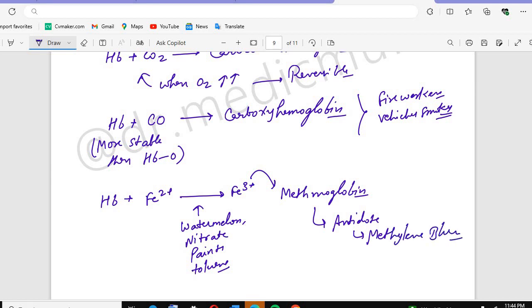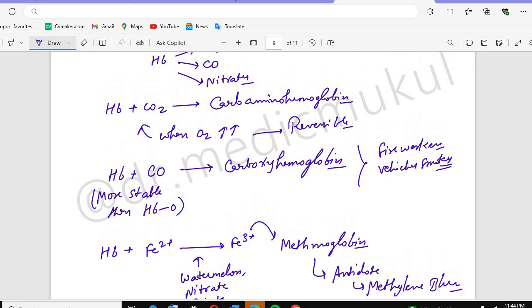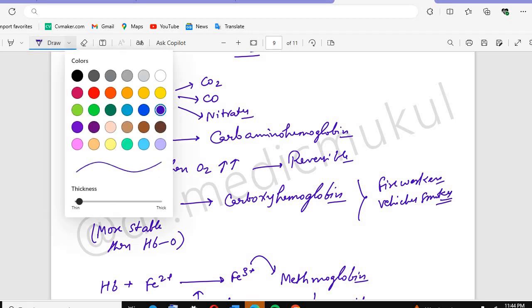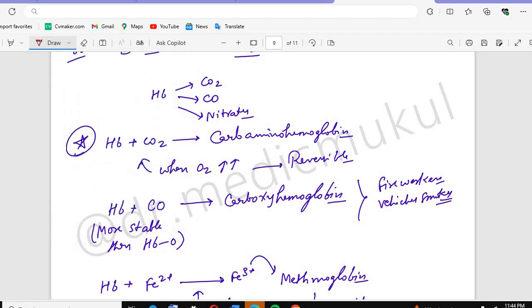Okay, so remember that when hemoglobin combines with carbon dioxide, we call this condition carbamino hemoglobin. When oxygen is there, that condition can be reversed. If the hemoglobin combines with carbon monoxide, we call this condition carboxyhemoglobin. And the carbon monoxide, this is seen in the fire workers, the vehicles, smokers.